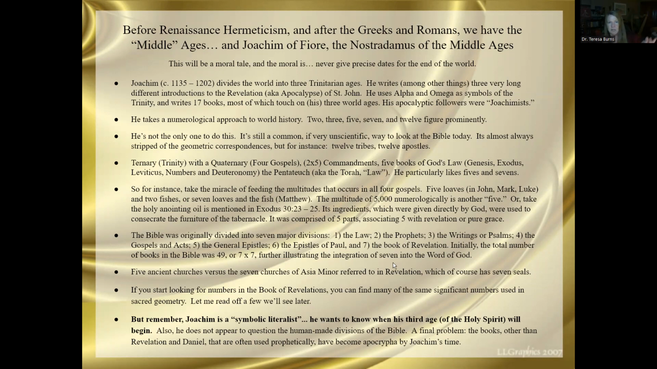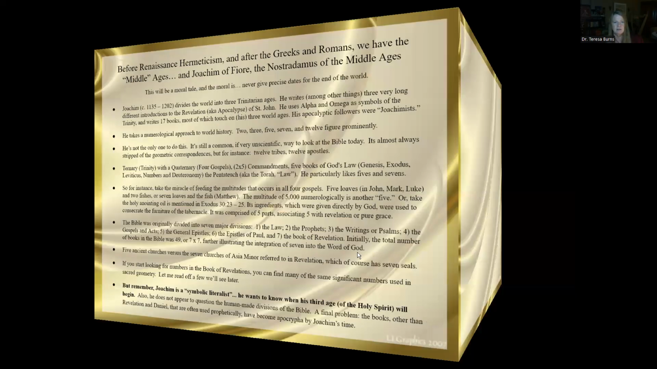He also doesn't question these human-made divisions of the Bible. And a final problem is that a lot of the books that were used to come up with these numbers, like the Book of Jubilees and some other biblical prophets, become apocrypha by Joachim's time, meaning they're not canonical text anymore. They've been kind of tossed out.